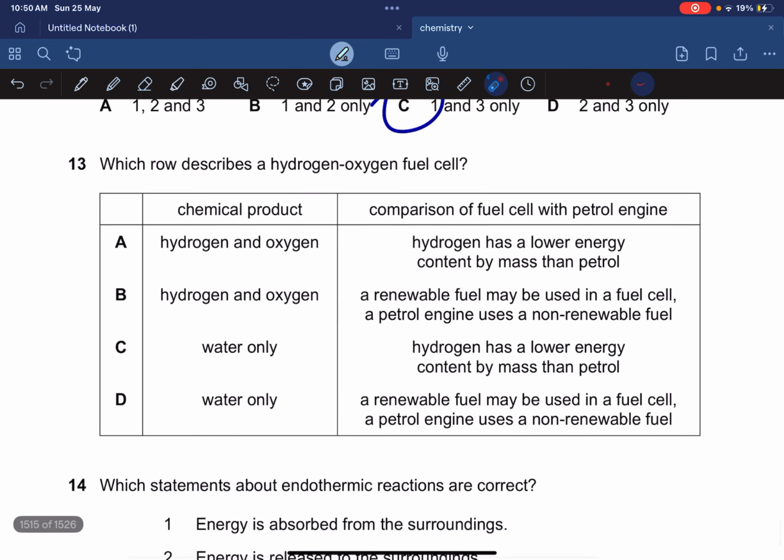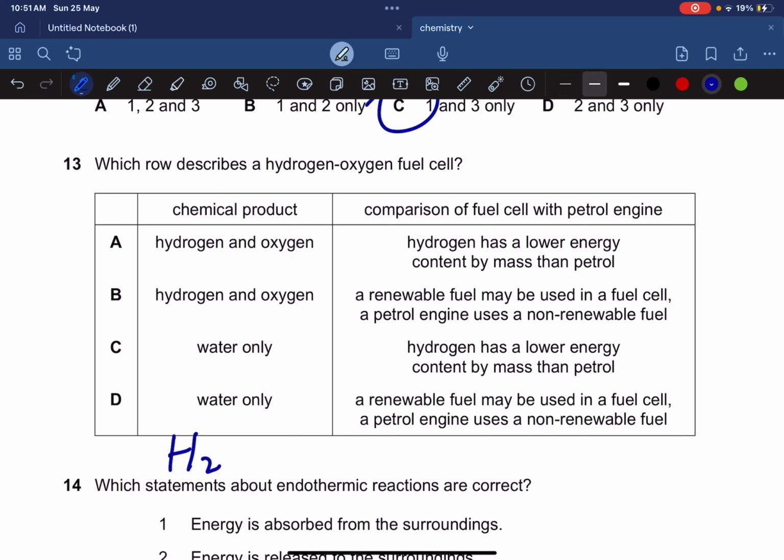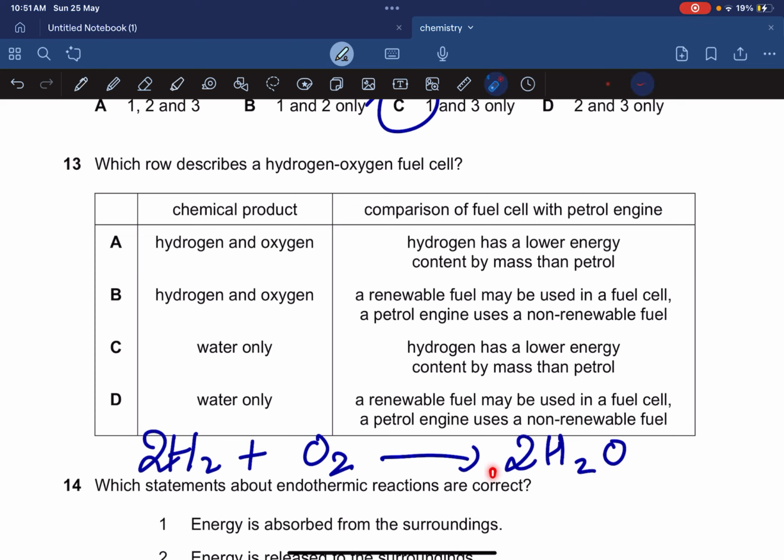Okay, moving on. Which row describes a hydrogen-oxygen fuel cell? Chemical product, hydrogen and oxygen, water. So what's the equation for a hydrogen-oxygen fuel cell? You take hydrogen, you take your oxygen, and what you form is H2O. If you balance this equation, you put a 2 over here and a 2 over here. So the only chemical product of a hydrogen-oxygen fuel cell is water, making options A and B incorrect.